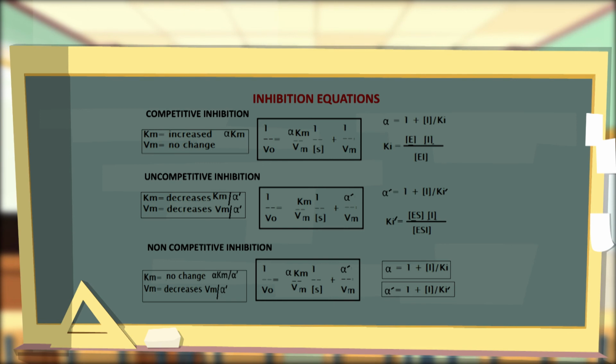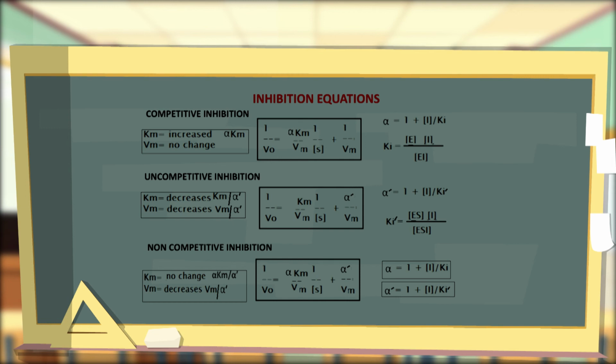For the uncompetitive one, 1 by V0 equals Km divided by Vmax into the concentration of S plus alpha prime divided by Vmax. We can find a decrease in Km and Vmax. For the third one, the non-competitive one, 1 by V0 equals alpha Km divided by Vmax into the concentration of S plus alpha prime by Vmax. So Km may or may not change, but Vmax is decreased.